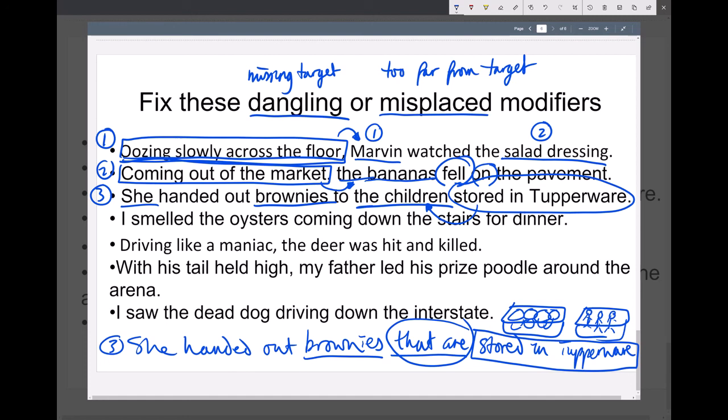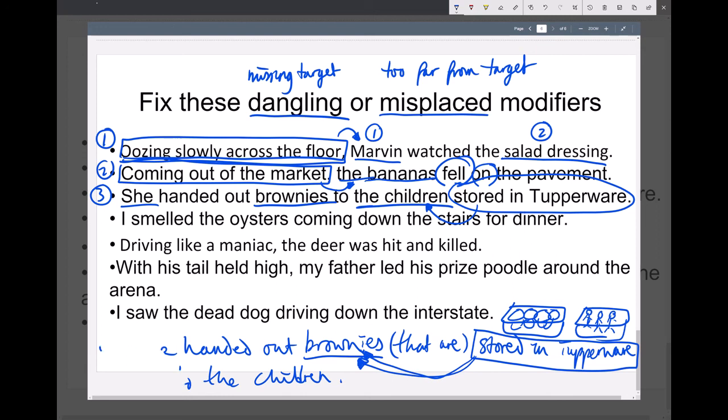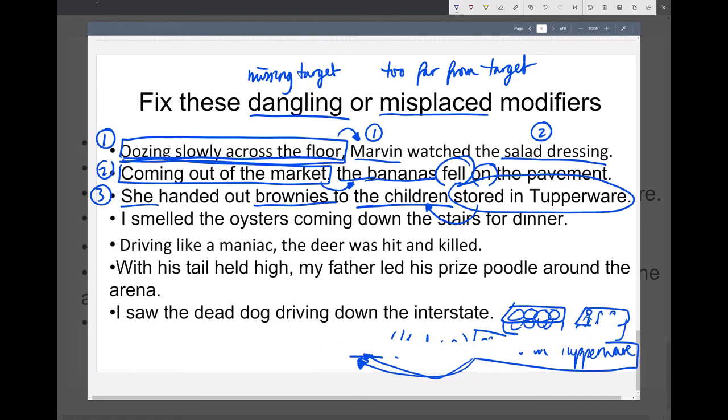So either way, you can read it as brownies stored in Tupperware, or brownies that are stored in Tupperware. It's up to you. But notice here, stored in Tupperware is at its proper place now, next to brownies, to the children. So this one was a misplaced modifier, and you fix it by moving the modifier to the right target words. So now we have brownies in Tupperware boxes instead of children, which makes more sense. Okay, you can read the next one.